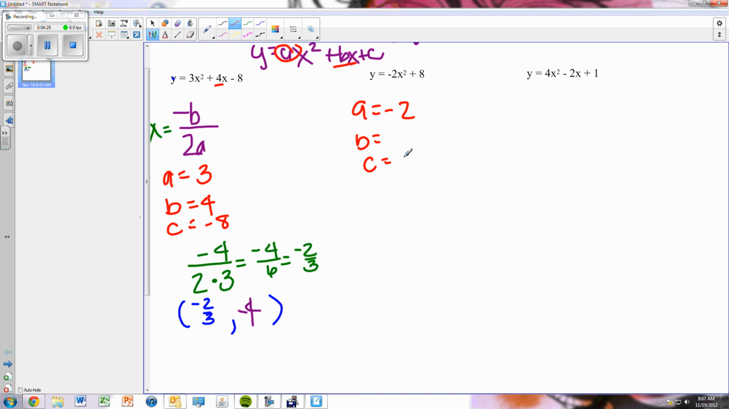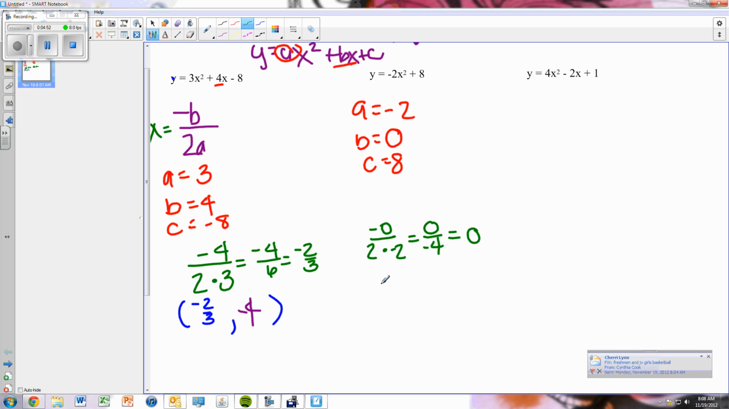So I know that C is 8. I don't have a B, there's no x term here, so we're going to say that B is 0. So I'm going to plug my numbers back in my formula, so that would be -0 divided by 2 times A, which is -2. So that would be 0 divided by -4. And 0 divided by -4 is still 0. So that means that I have found half of my vertex. I found the 0 part, the x part.